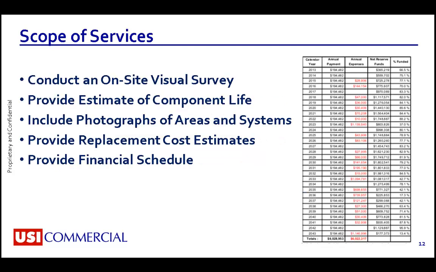We conduct an on-site visual survey of common components and elements, and provide an estimate for remaining useful life of those common components and elements. Photographs of applicable areas are taken of general systems and areas that may need further assistance by the association. We provide replacement cost estimates and also provide financial scheduling.